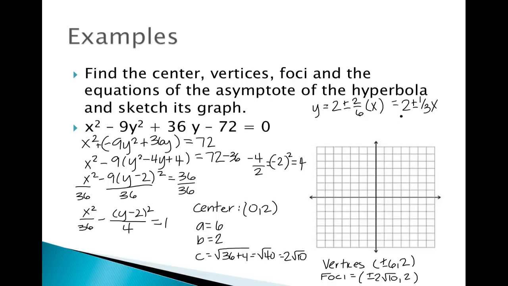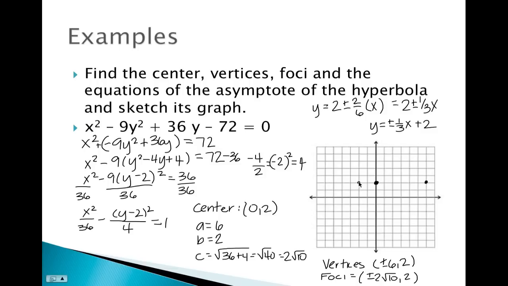So now we're going to rewrite this in kind of a y equals mx plus b format. So we have y equals plus or minus 1/3 x plus 2. So now we want to graph this. First, let's plot our center. So we know our center is at (0, 2). So here is our center right here. We know the vertices are at plus or minus 6, 2. So 1, 2, 3, 4, 5, 6. So we go positive 6, 2, and negative 6, 2.